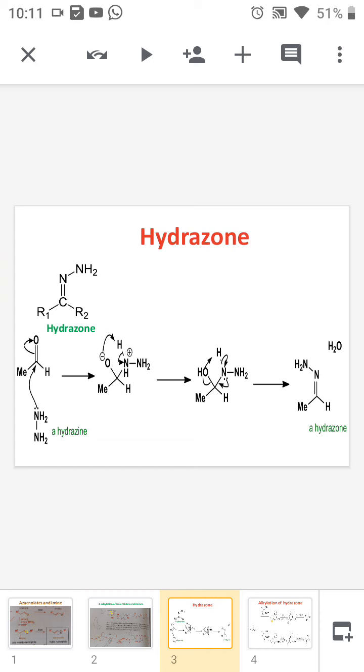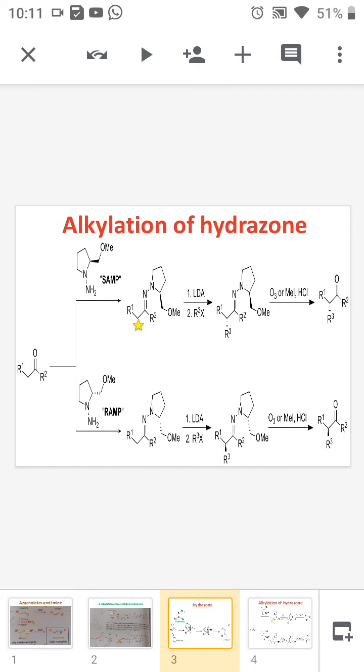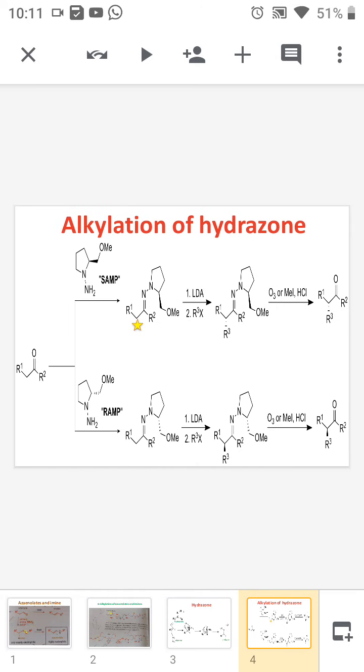The reaction which I have shown at the bottom of the slide is the preparation of the hydrazone. First of all, a carbonyl group, either aldehyde or ketone, reacts with hydrazine. This type of reaction will occur to form the hydrazone. So our topic is the alkylation of the hydrazone. Here also the hydrazone acts as a chiral auxiliary.